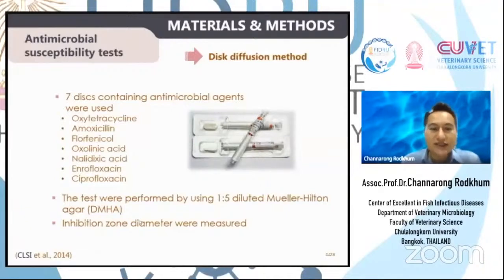enrofloxacin, and ciprofloxacin. The special point for Flavobacterium columnare is that the test should be performed using 1:5 diluted Mueller-Hinton agar, or DMHA. You cannot use the normal Mueller-Hinton agar because it will be very difficult to interpret the antimicrobial susceptibility test for Flavobacterium columnare. After that, the inhibition zone diameters were measured.